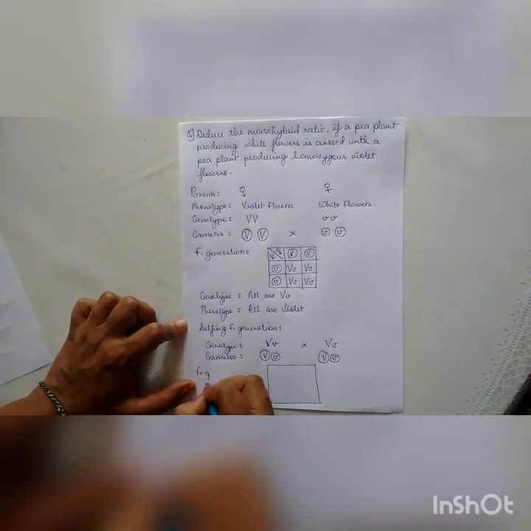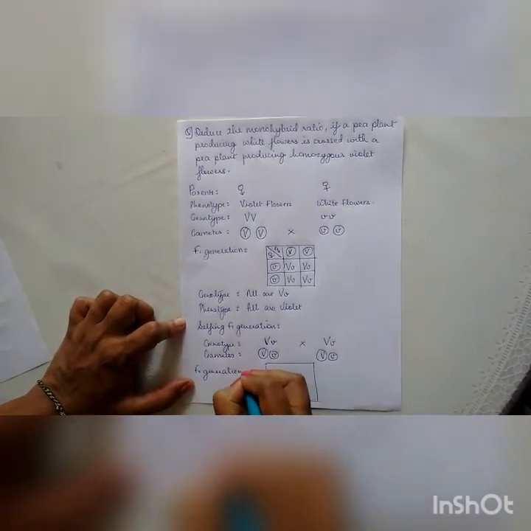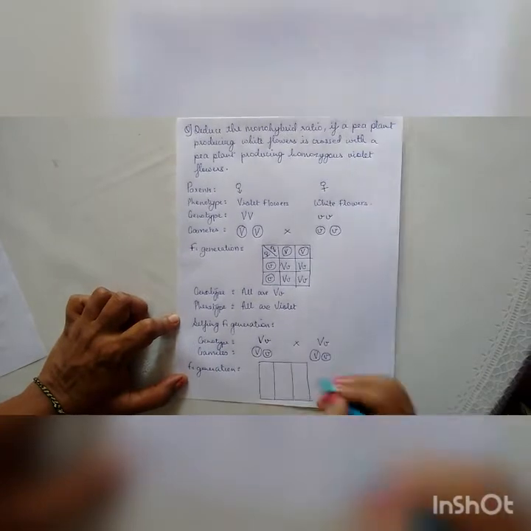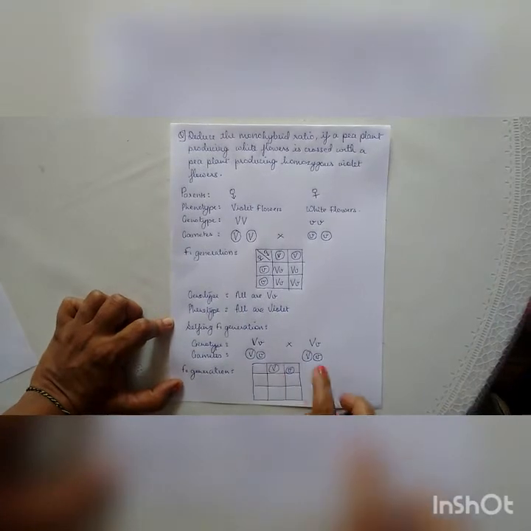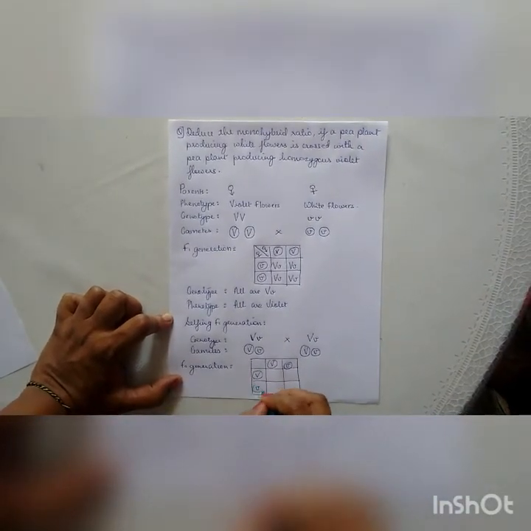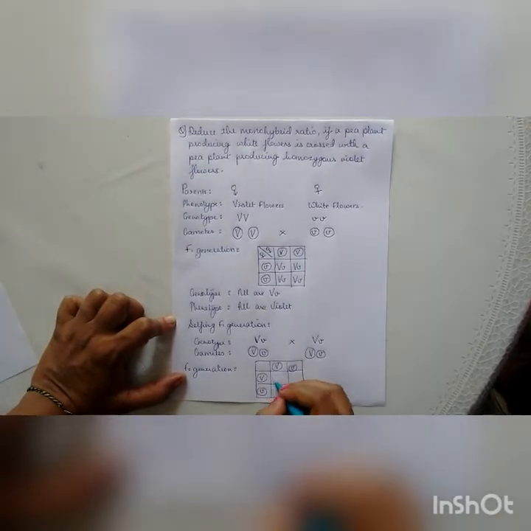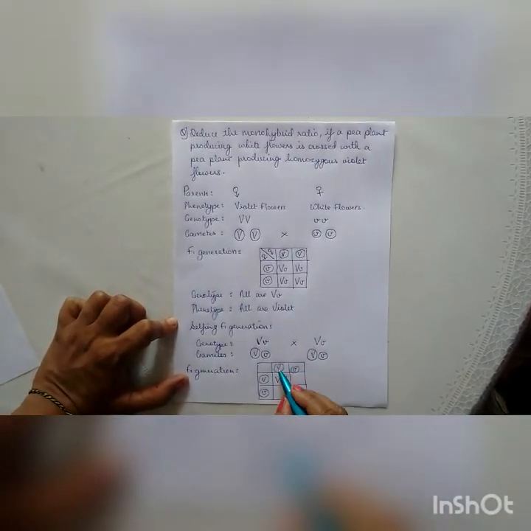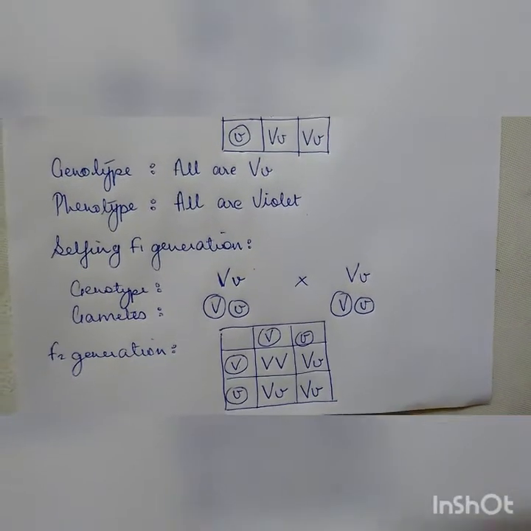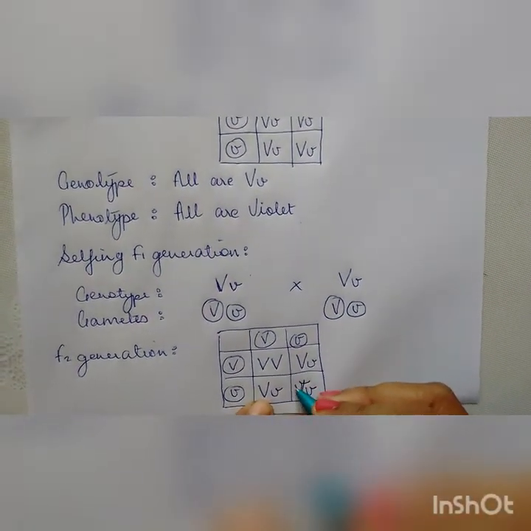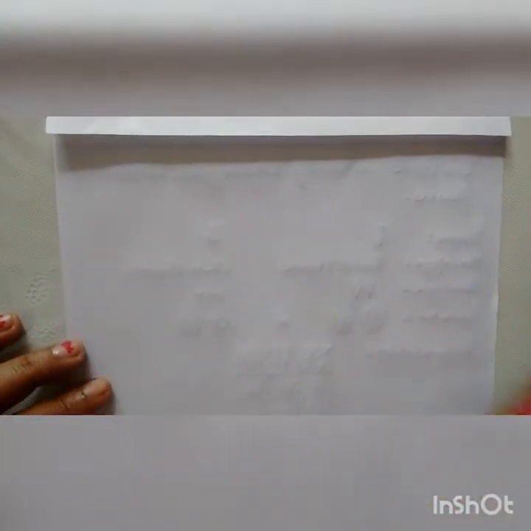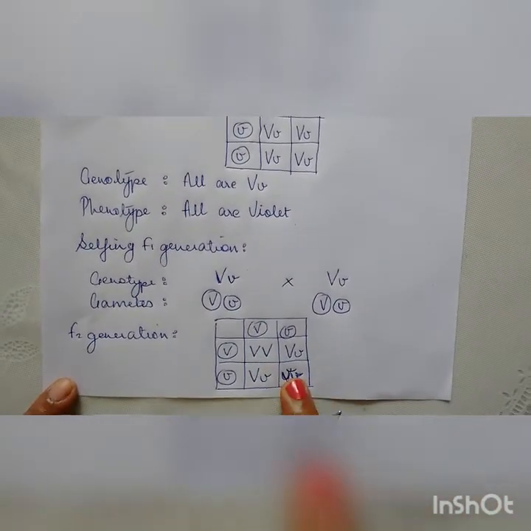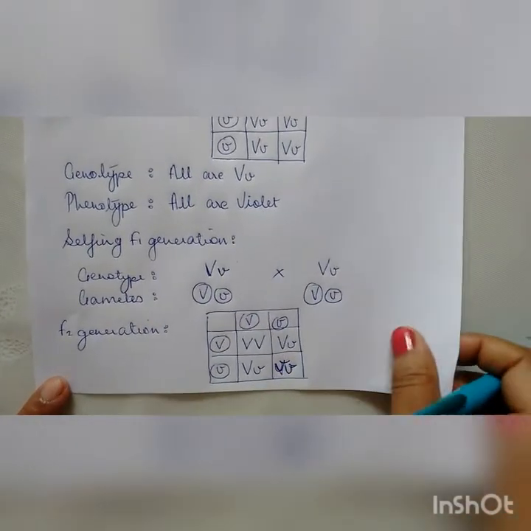So this is the F2 generation workout. Working out the F2 generation. Capital V, small v, this is of one parent, and of the other parent we'll put it down here: capital V, small v. Capital V combined with capital V in this block, capital V, small v combined. Sorry students, small v and small v combined. So this is what we get in the F2 generation. These are the progeny of the F2 generation. Let us write their phenotypes and their genotypes.